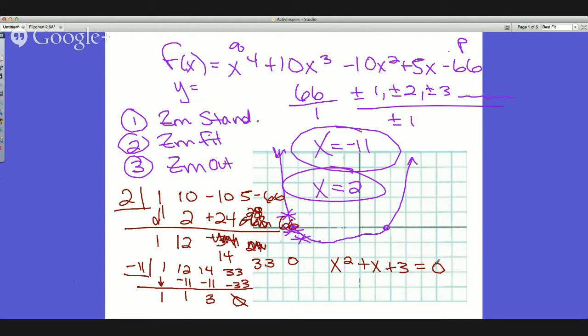Yeah, if I could factor it, go ahead. Can I factor it? No. Okay. So what could I do? Go straight to my quadratic formula.